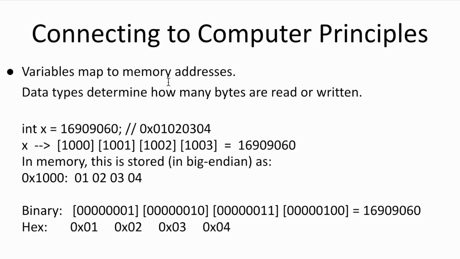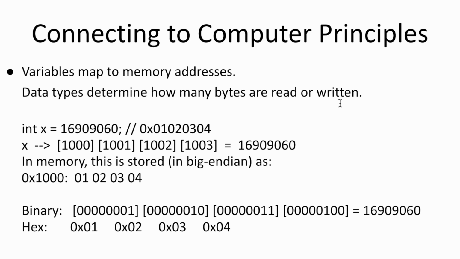Variables map to memory addresses. Data types determine how many bits are read or written. When you declare a variable in Java, you are not just naming a value, you are telling the system to reserve space in memory to hold that value. In fact, every variable maps to a specific memory address. This is true for both primitive and reference types, though the details differ.